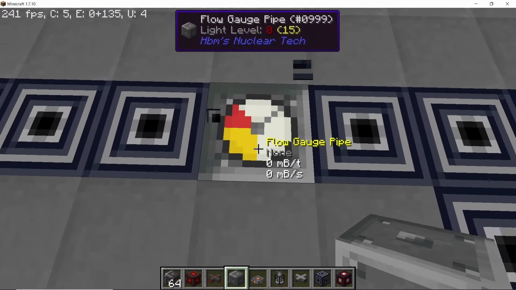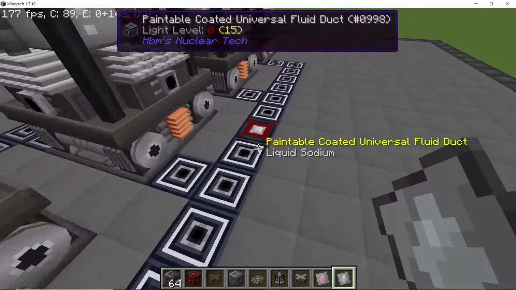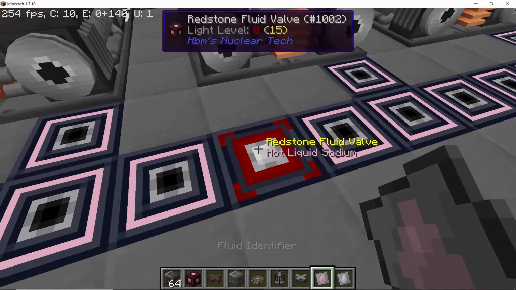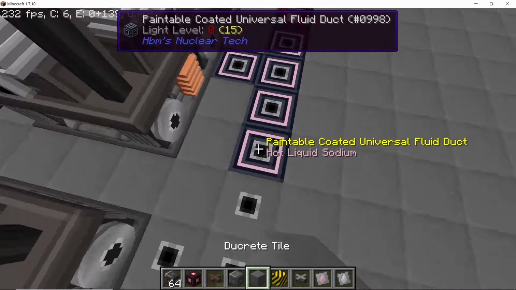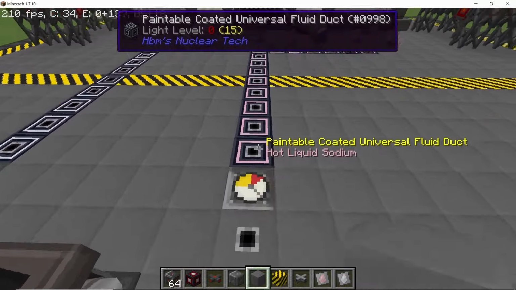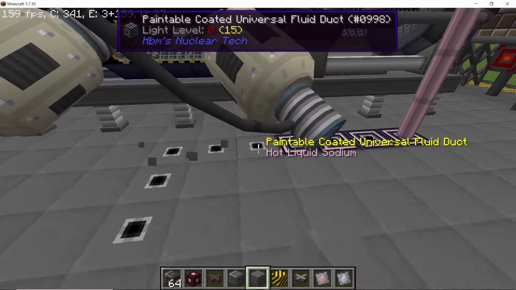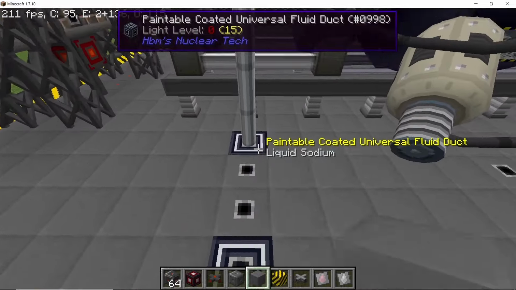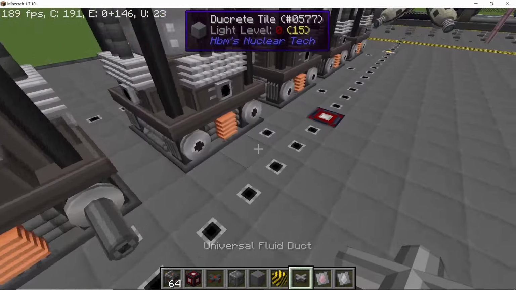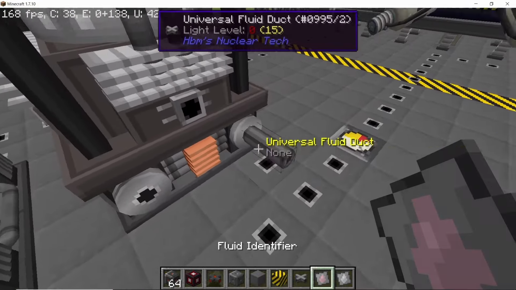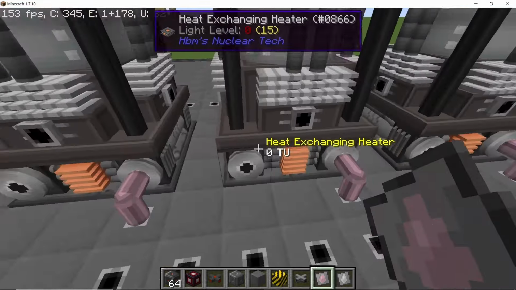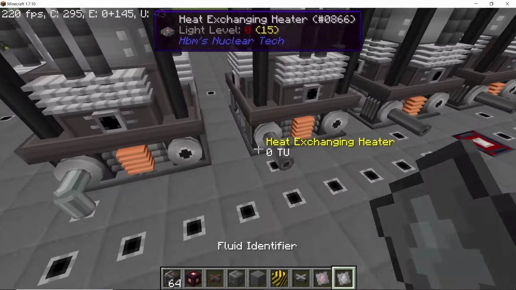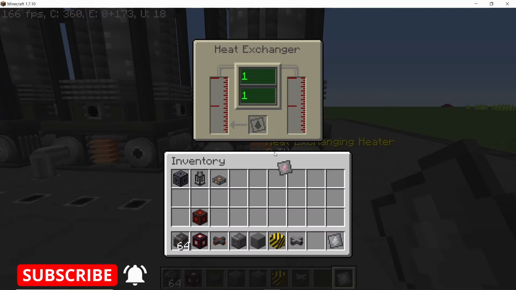And now this other side is for hot liquid sodium. So that's the liquid sodium done right here and hot liquid sodium here. And make sure to place down the redstone fluid valve. Then we can cover all of these pipes up. Also, I think in the new update you can use the grates as well for this. Anyways, connecting the heat exchanger, which I forgot, on both the sides for sodium and hot sodium.